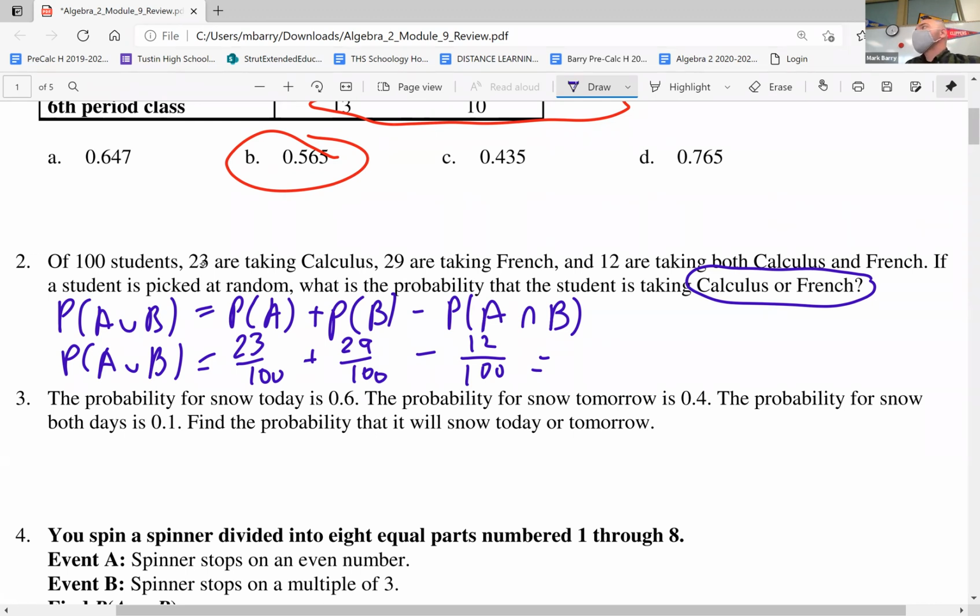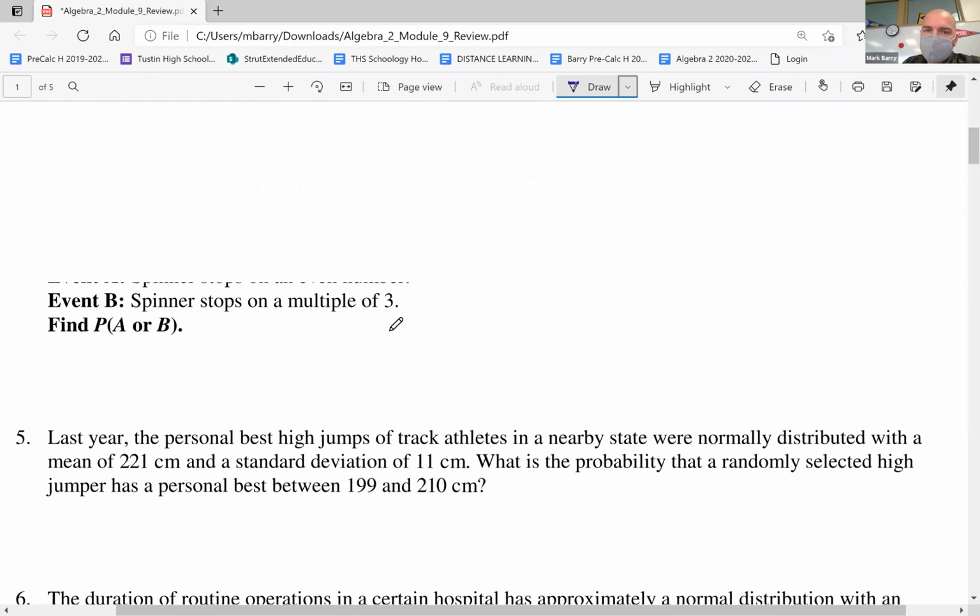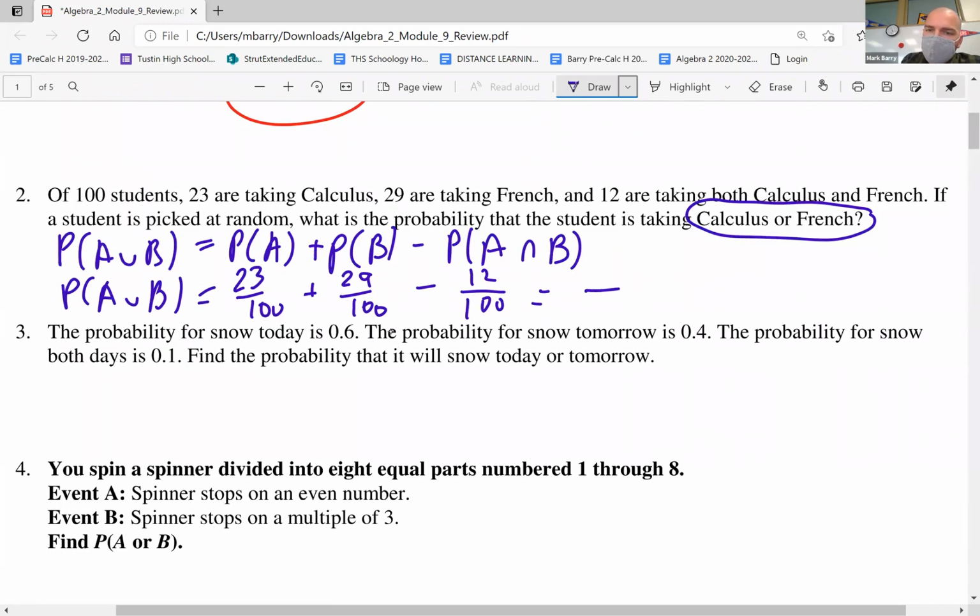All right, we are adding and subtracting fractions here, but the good news is we have all common denominators, right? So we just have to add and subtract the numerators and we'll get the new numerator over the same denominator of 100. So 23 plus 29 would be 52 minus 12 would be 40.